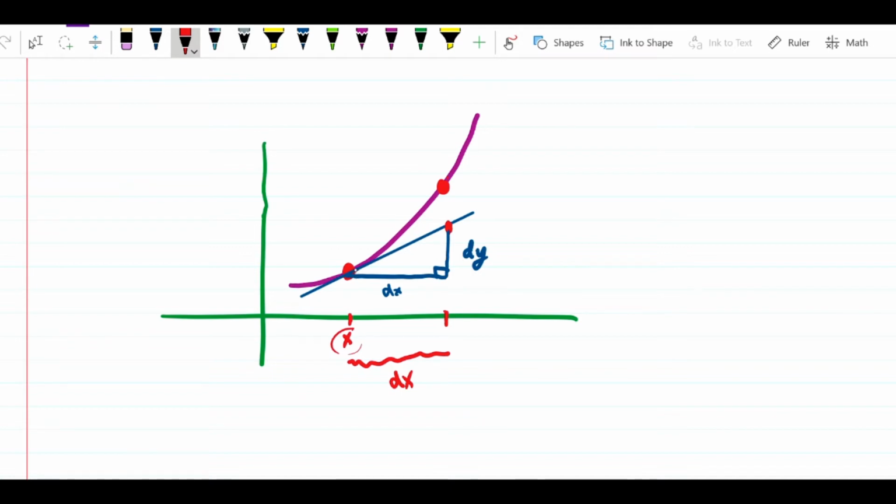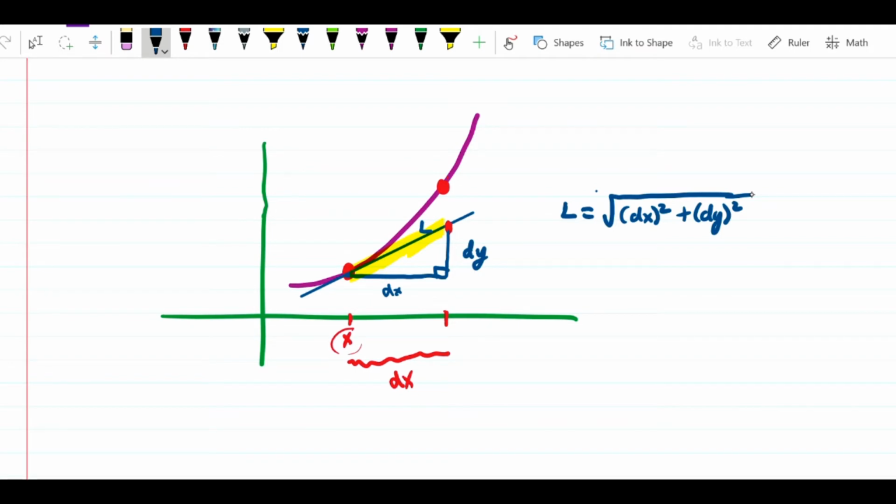Now, what you can see is that the distance that I walk, which, well, let me highlight it here, that distance that I would walk along the tangent line is really the hypotenuse of a right triangle. So the length of that hypotenuse, let's just call it L actually, is equal to the square root of dx squared plus dy squared.